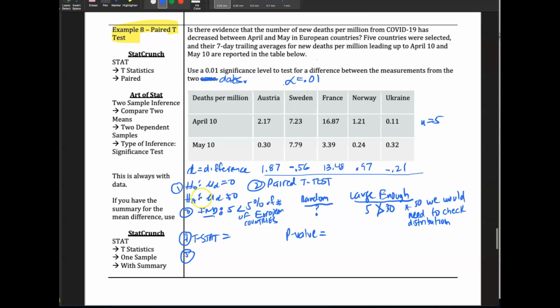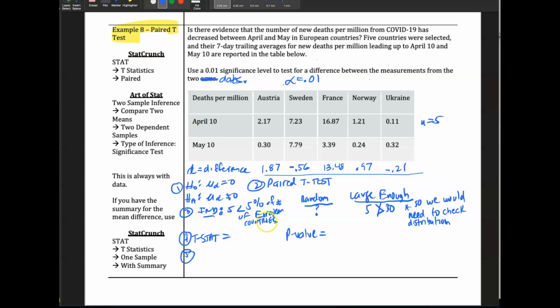So it follows the same format. You have your null and alternative, and the way we write it is the mean of the differences equals 0. Is the mean of the differences between each of these equal to 0 or not? Because in this case, we're looking for a difference. Alpha is 0.01 in this case. We're running a paired t-test.